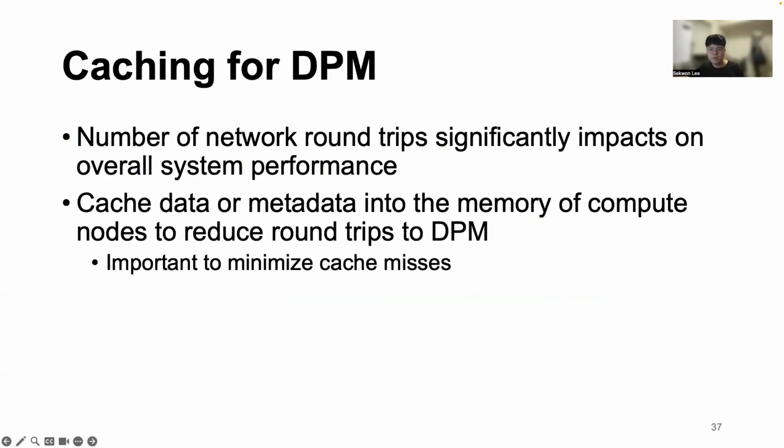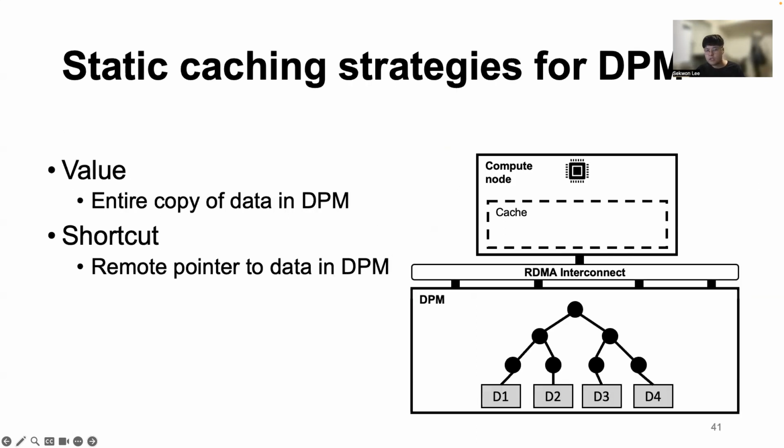The number of network round trips to DPM is a dominant factor deciding the overall system performance. To reduce these round trips, caching data or metadata into compute nodes memory is very important. For a cache, we may consider caching either value or shortcuts into compute nodes memory. Caching value keeps the entire copy of DPM value into local memory. Shortcuts are the remote pointer to DPM, allowing compute nodes to directly access DPM data without metadata traversals.